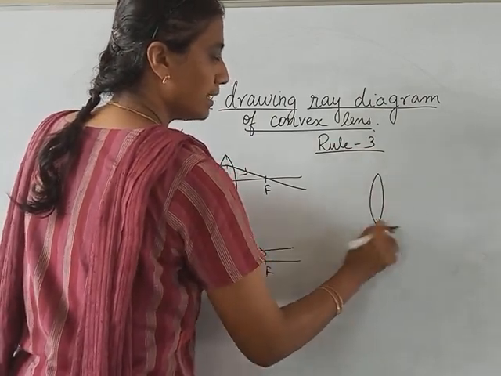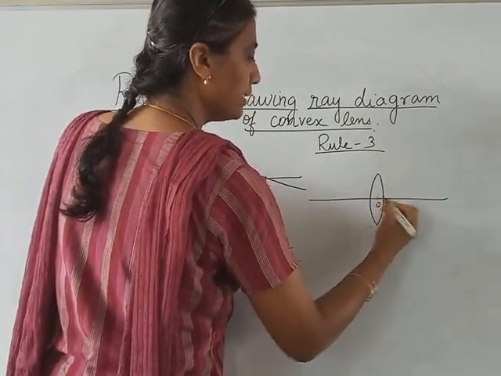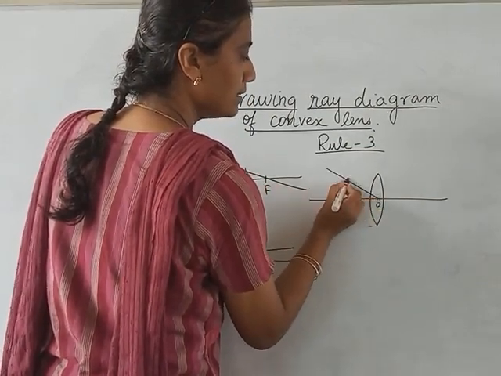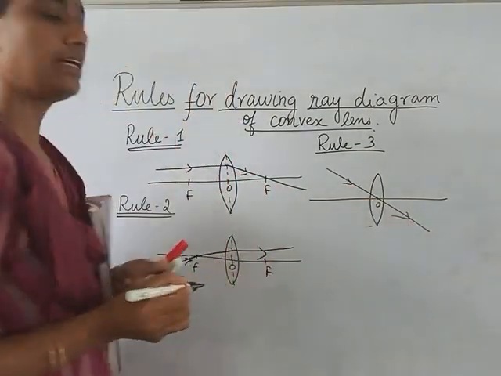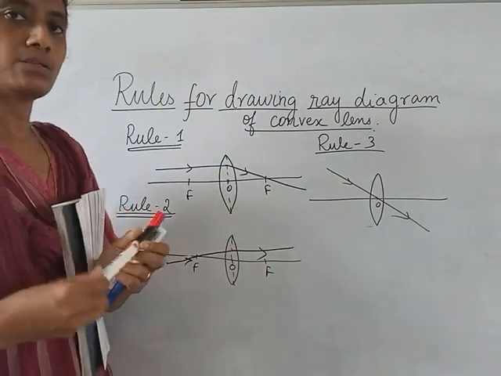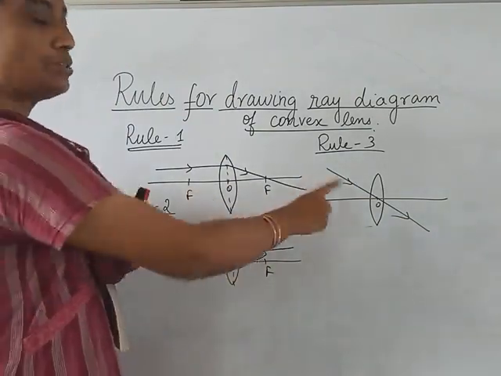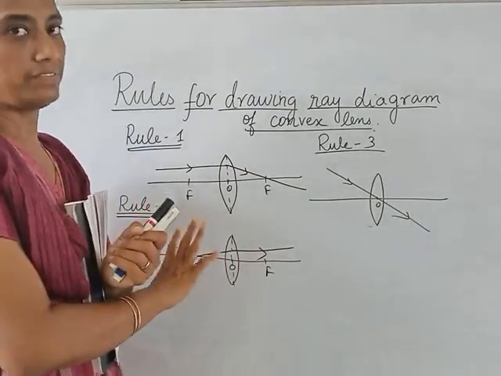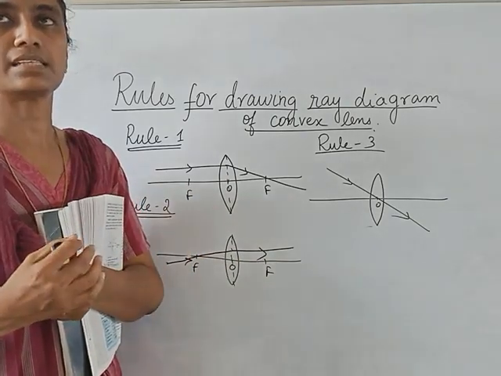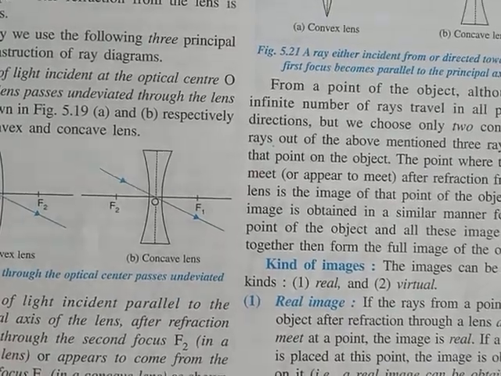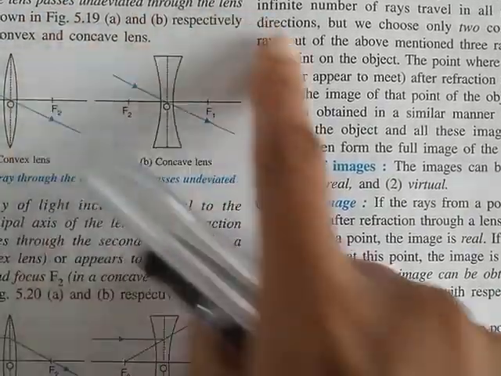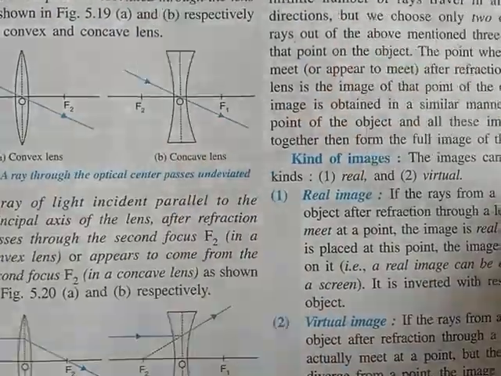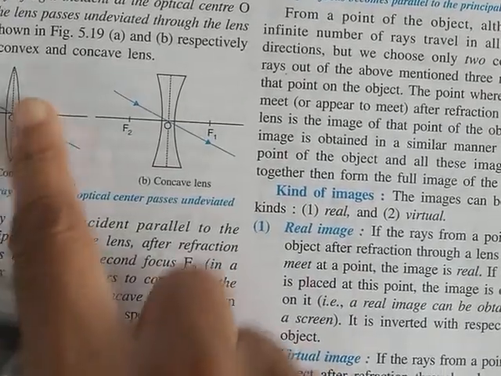Rule 3 is, any ray passing through the optical center goes undeviated. Any ray passing through the optical center goes undeviated. So using these 3 rules we will be drawing all the cases of convex, and then for concave I'll tell you later. So these are the rules for drawing the ray diagram: rule 1, rule 2 and rule 3.